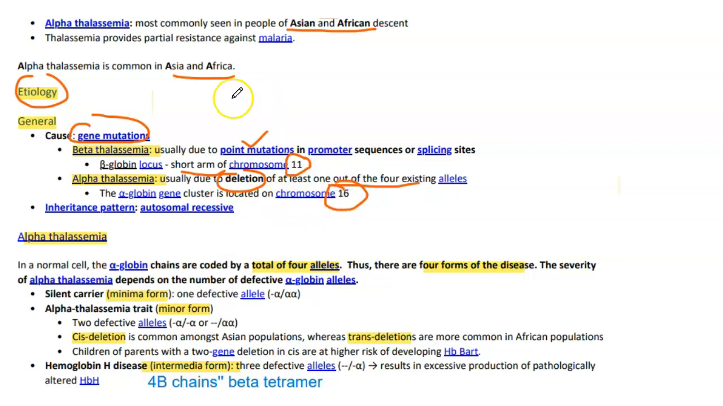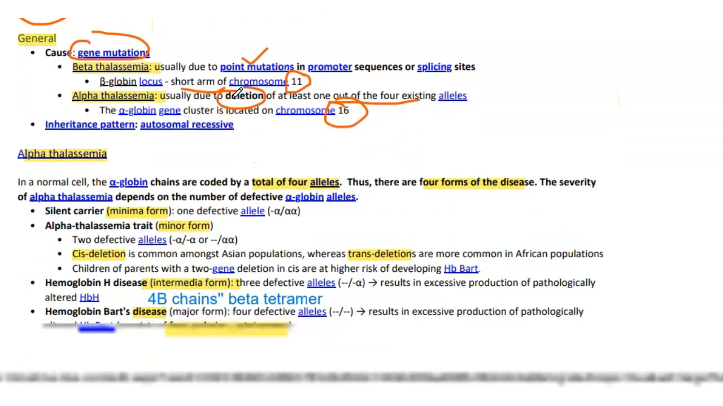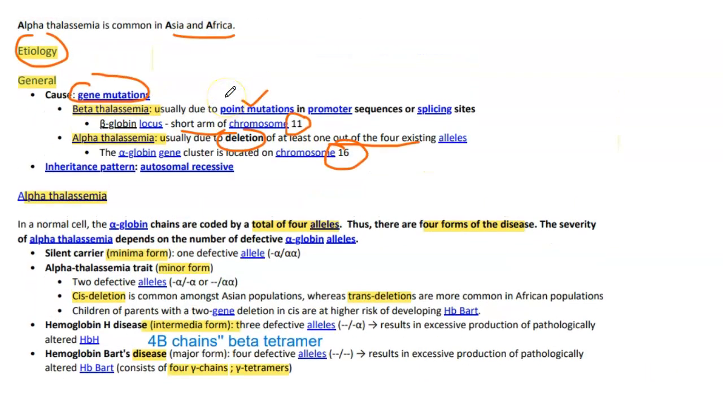Alpha globin chain is controlled by two genes in total of 4 alleles, while beta is controlled by one gene and two alleles. So we have a total of four types of alpha thalassemias, while two major types of beta thalassemia. And the pattern of inheritance of the thalassemia is autosomal recessive.